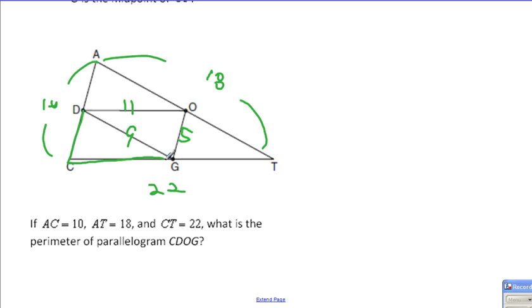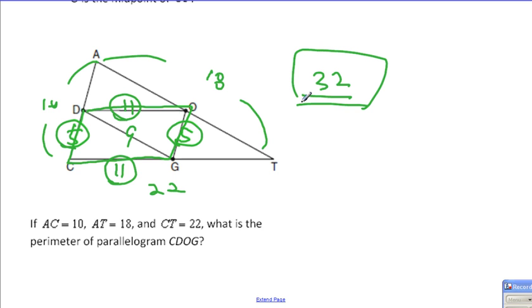So we're looking at this one. Then this is 11, 5, which makes this one to be 11, and then this one is also 5. So total, when you add up everything, 32 will be our answer.